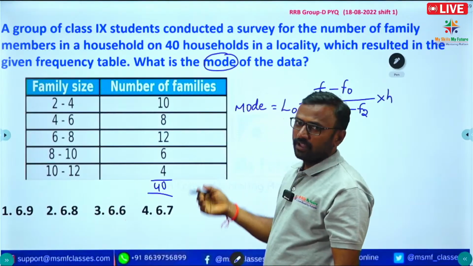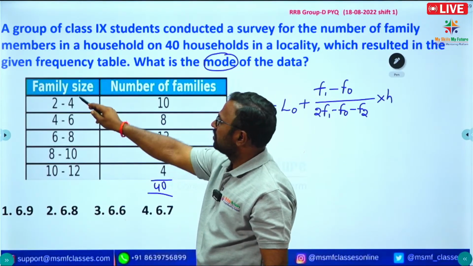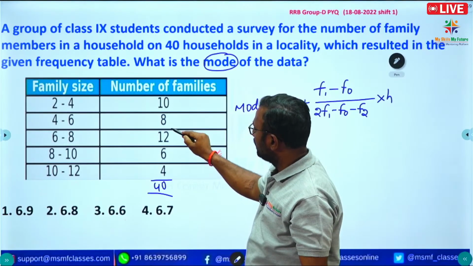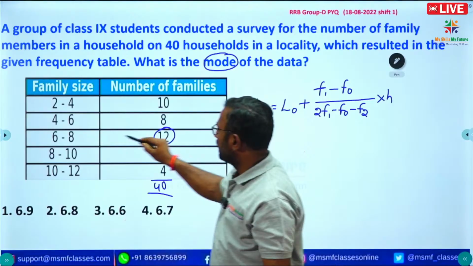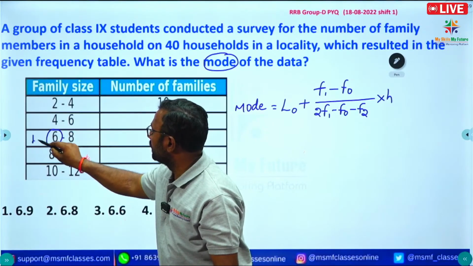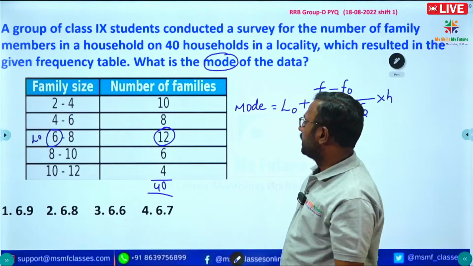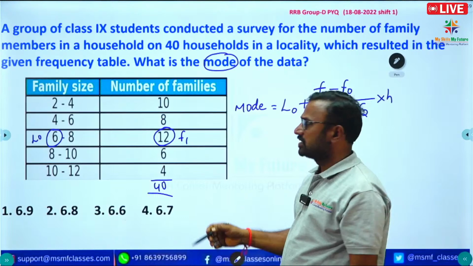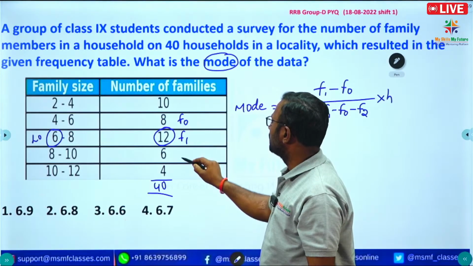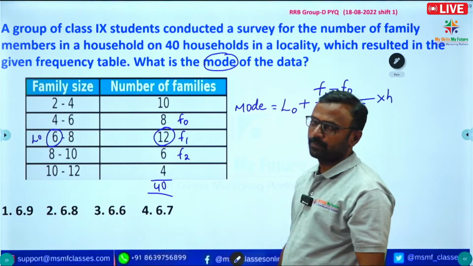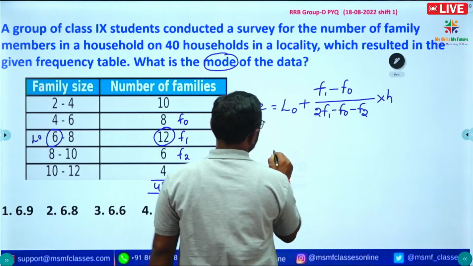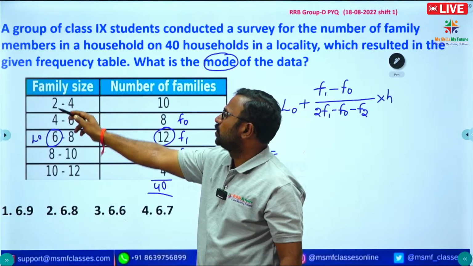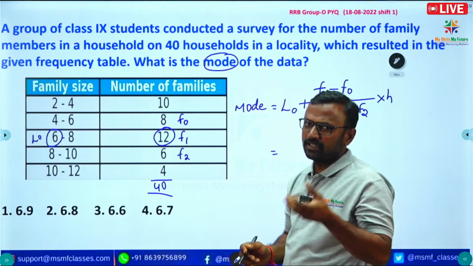So what is the lower limit? These are the lower limits, these are the upper limits. Here, which frequency is highest? 12 is highest, so take 6, which is the lower limit of the class interval. Okay, right. Here I am taking this frequency because 12 is the highest: F1 is the highest frequency, F0 is the preceding frequency, F2 is the succeeding frequency. The width of the class interval is 6 minus 4, which is 2.